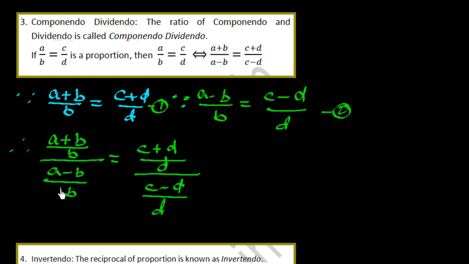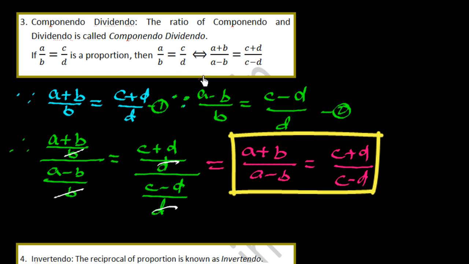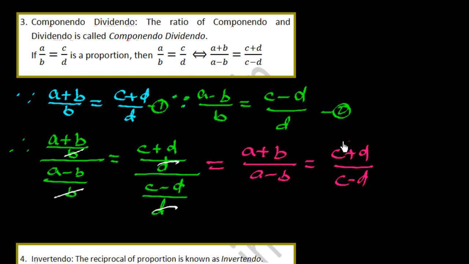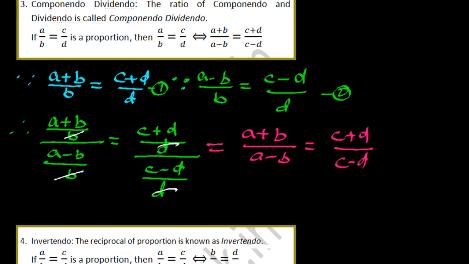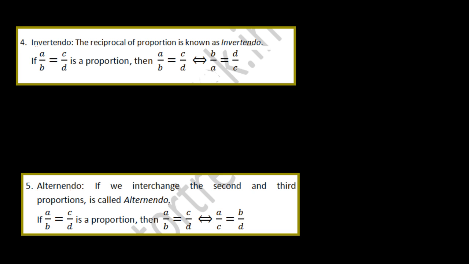If we simplify this, we get here B and B will eliminate, because in this complex fraction you see B is in the denominator of numerator and denominator both, so it will eliminate each other. Finally we get here A plus B over A minus B is equal to C plus D over C minus D. So this has been proved. Now the componendo and dividendo we could get in this way. Now the next fourth is the invertendo, and the last one is alternando.